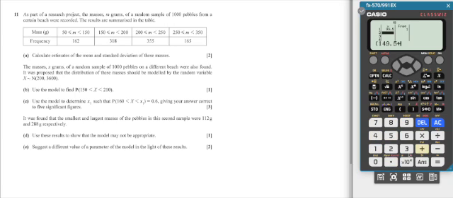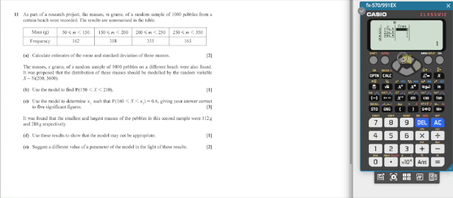I am going to have same again, so 149.5 plus, what's that going to be, 199.5, because we're not including it, divided by 2. Then 199.5 plus 249.5 divided by 2. And the last one, we've got 249.5 plus 349.5 divided by 2. Right, got all my midpoints in.